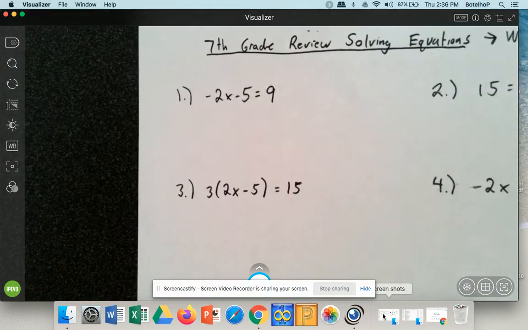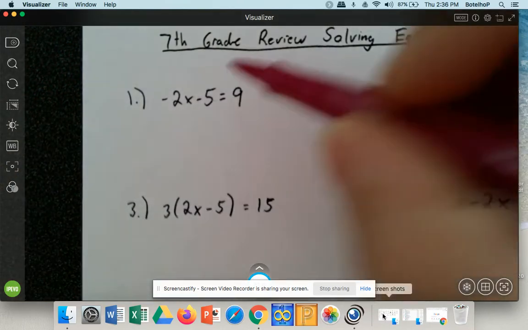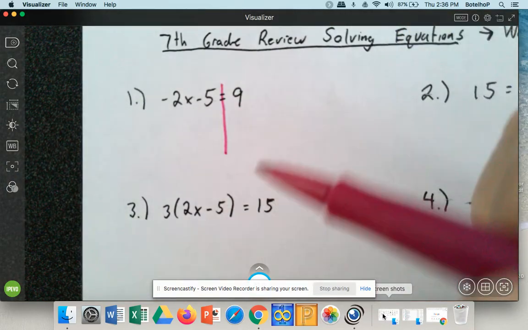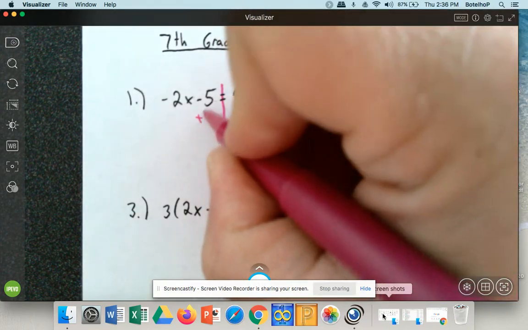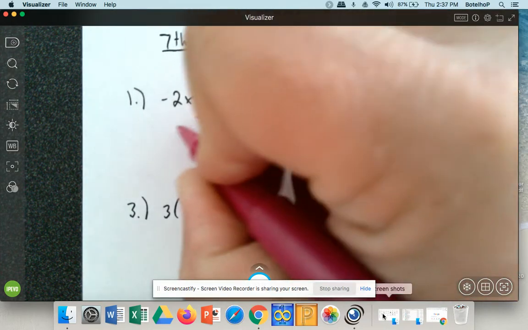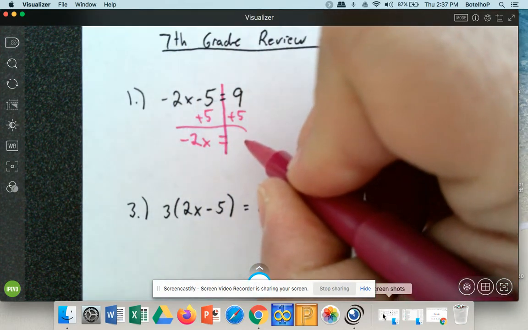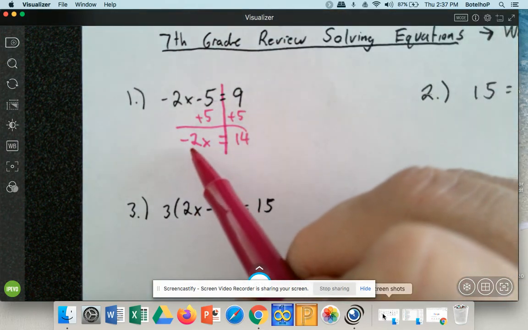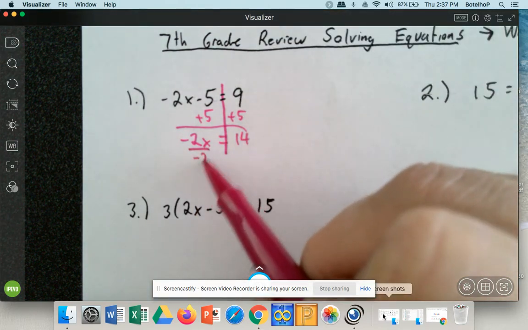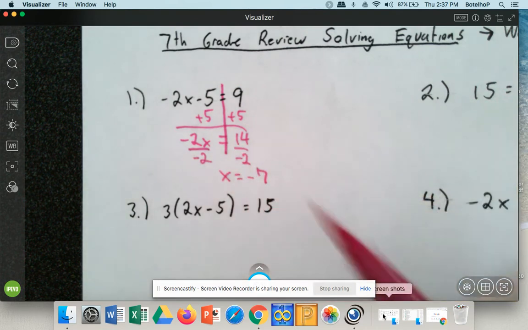So the two-step equations, you always get rid of the subtraction addition first. And remember, there's two sides to every equation. So if you do it to one side, you do it to the other. So I'm going to add 5 here, add 5 here. Negative 2x equals 14. Now I'm going to divide both sides, get rid of multiplication, do the opposite, which is divide by negative 2. And you're left with x equals negative 7.